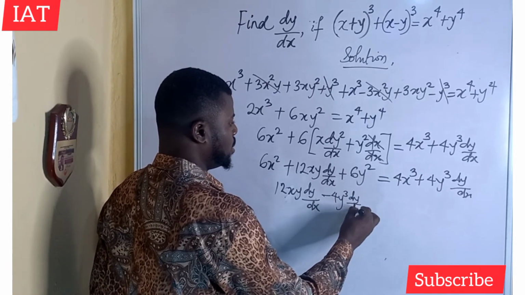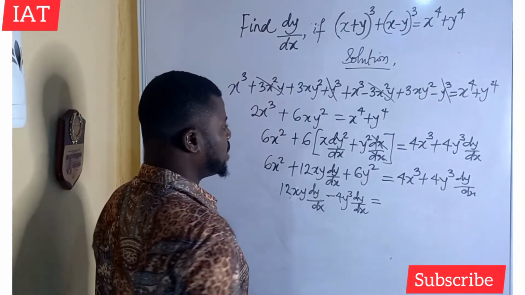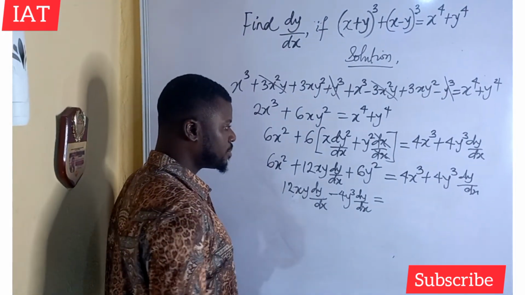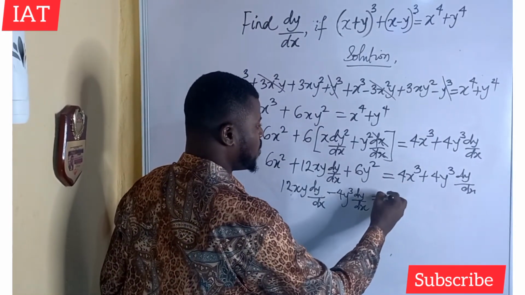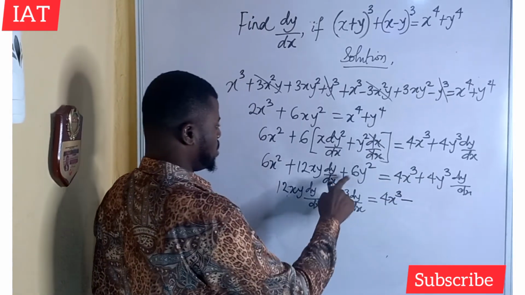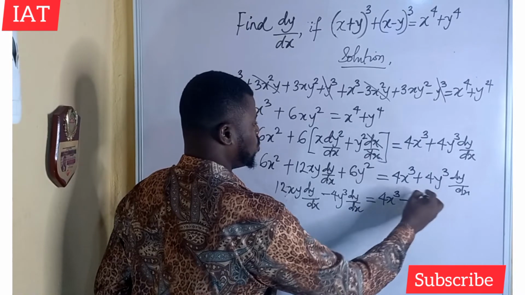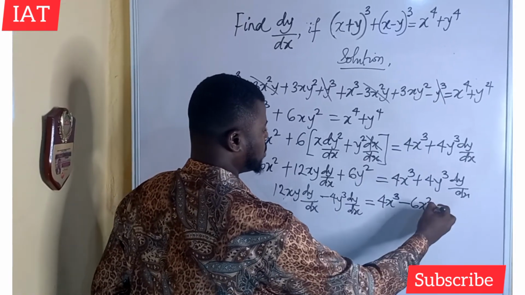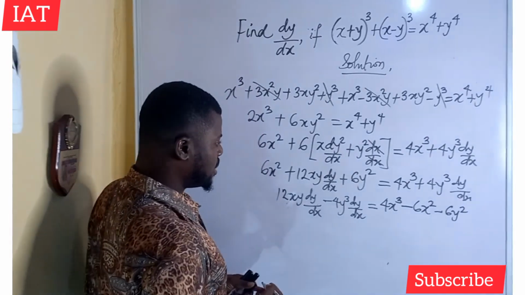All right, all this will be equal to, so what then happens to the ones that do not contain dy over dx? Look at the first one here. We have 4x to the power of 3 minus, if this crosses, we have 6x squared minus 6y squared. All right, I think that is all.